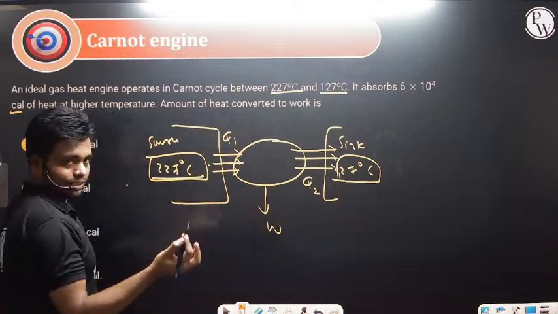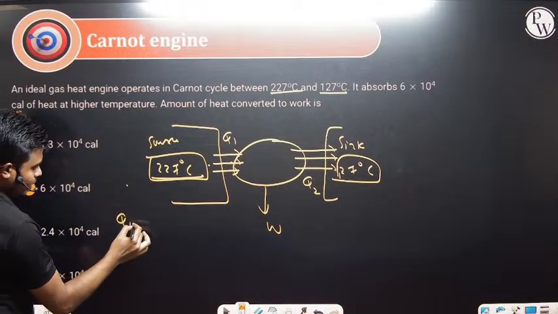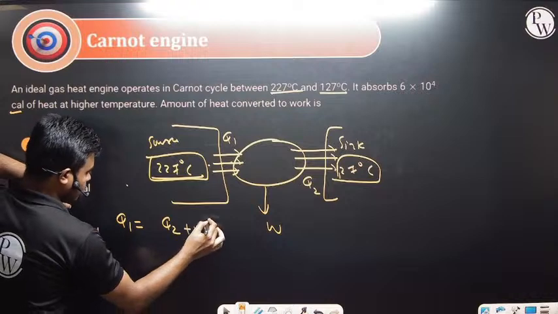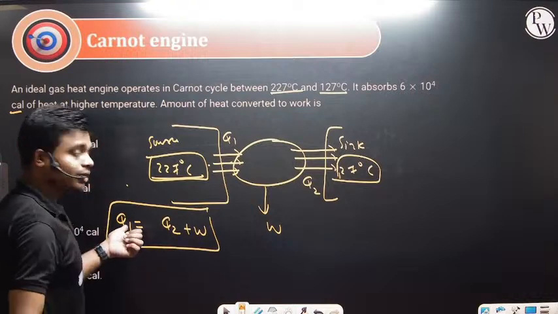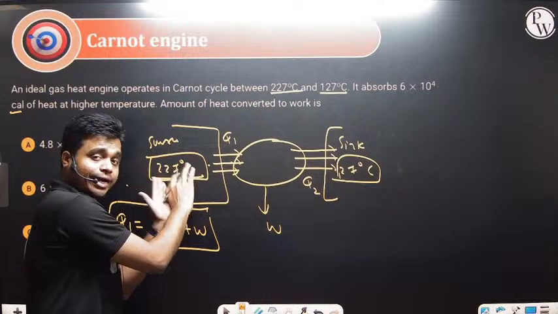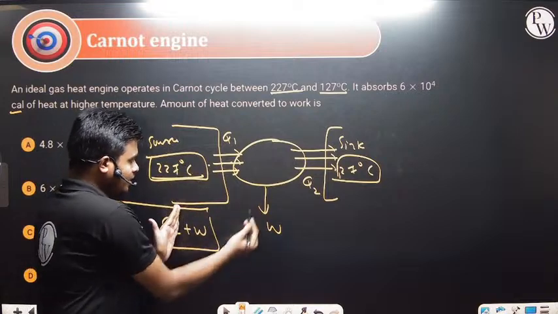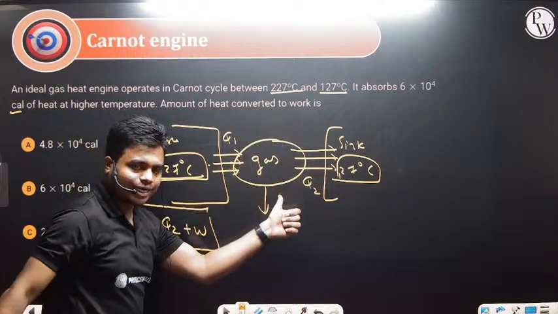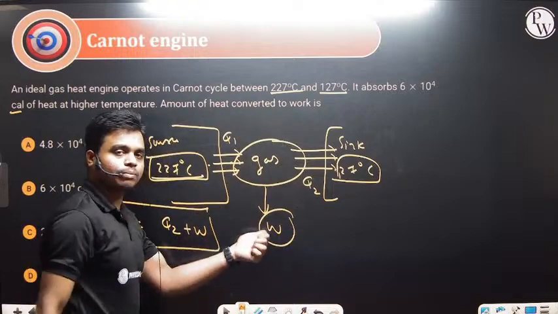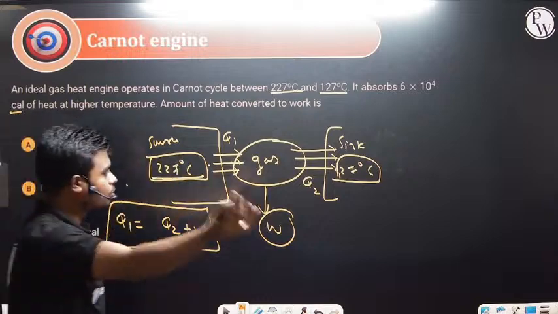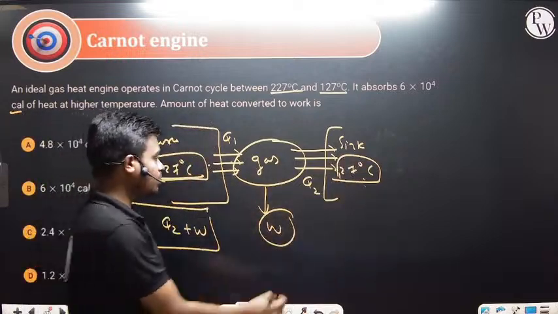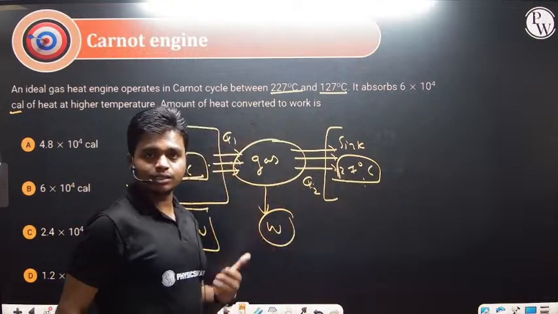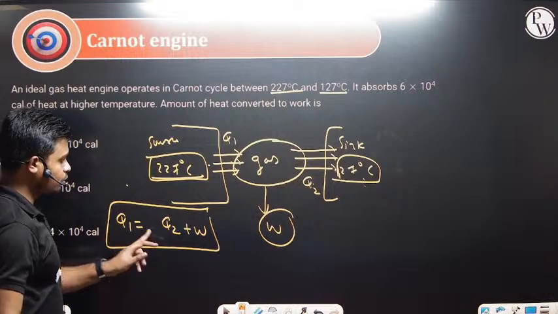So if we see how the energy flow happens: Q1 is the supply energy, and out of this Q1, it will be Q2 plus W. This Q1 is the energy being supplied by the higher temperature body. The gas is absorbing some amount of heat and doing some useful work W, and some part of this heat is rejected to the sink, which is at 127 degrees Celsius. So it takes Q1, and gives Q2 plus W.